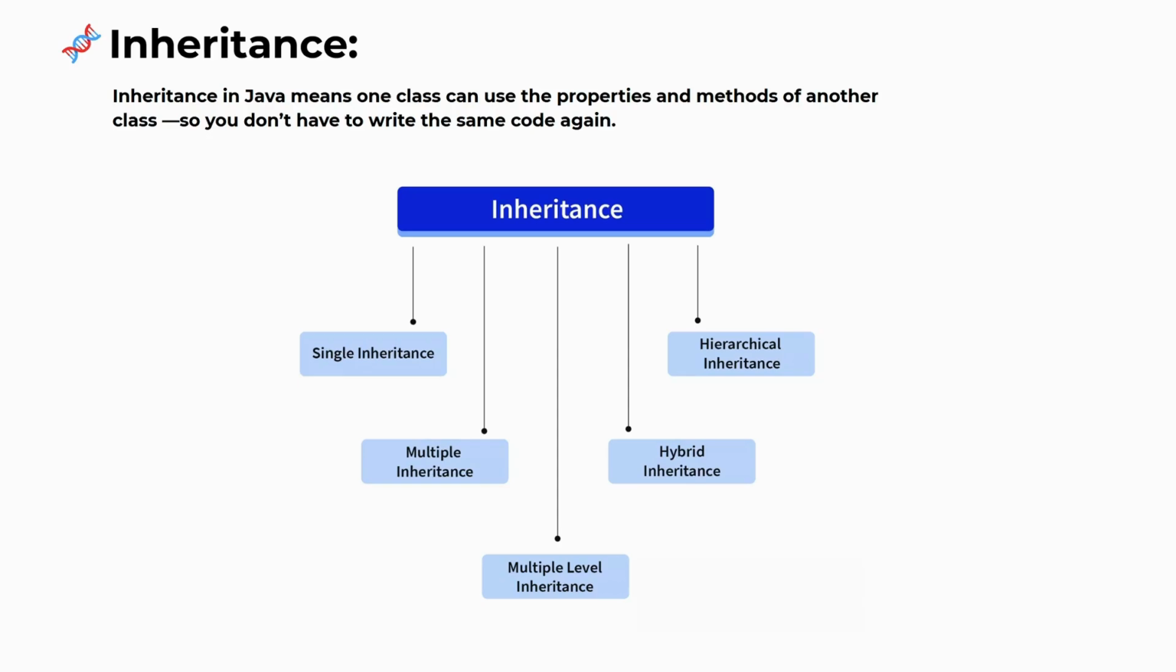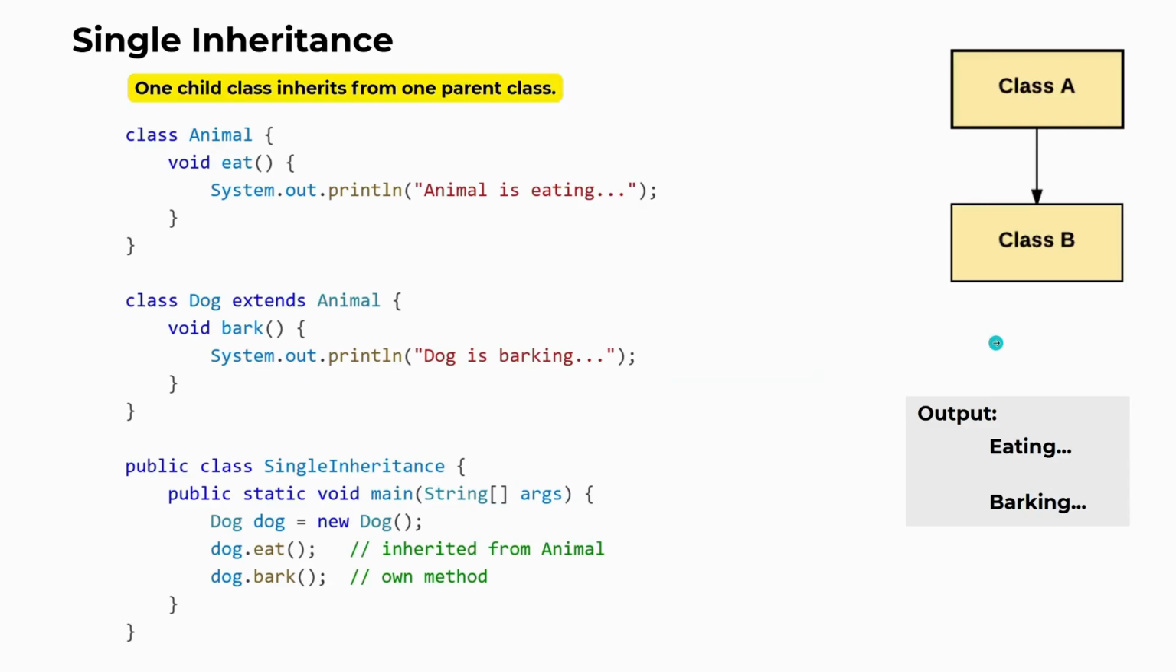you don't have to write the same code again. In simple words, inheritance means one class can use the variables and methods of another class so that we do not have to write the same code again and again. Inheritance in Java is of five types: single inheritance, multiple inheritance, multi level inheritance, hybrid inheritance, and hierarchical inheritance. We will start with single inheritance.